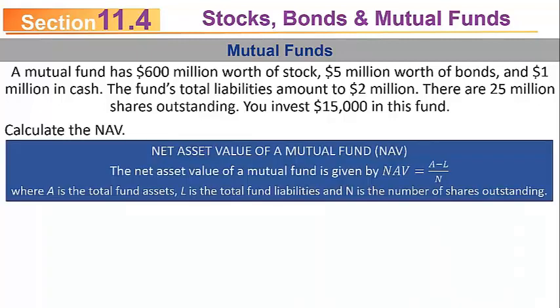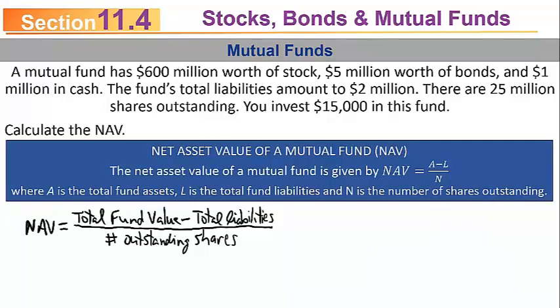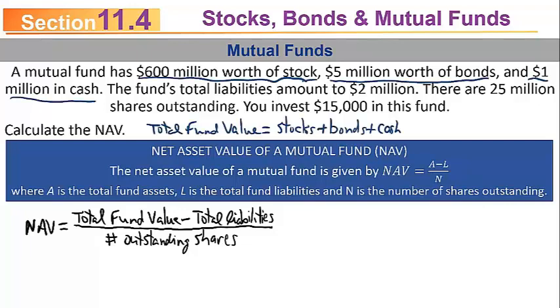NAV is (A minus L) over N. If you have trouble remembering all those letters, just think of it in words. The NAV is the total fund value minus the total liabilities divided by how many shares are outstanding. In other words, how many shares exist of that fund.